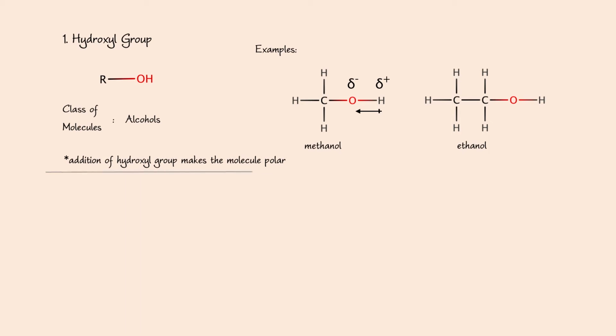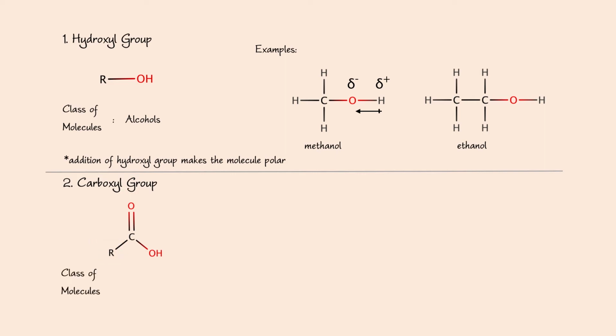The next functional group is the carboxyl group. The structure consists of a carbon that forms a double bond with oxygen and a single bond with a hydroxyl group. The carbon can be connected to a hydrocarbon, denoted by R. The class of molecules that contain a carboxyl group is called carboxylic acids, or organic acids. An example is acetic acid, commonly referred to as vinegar.